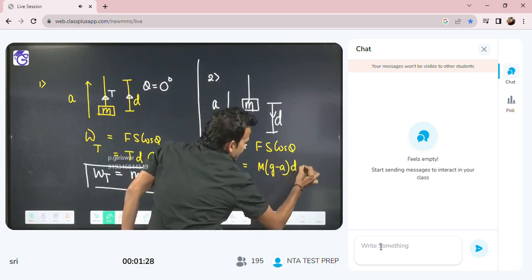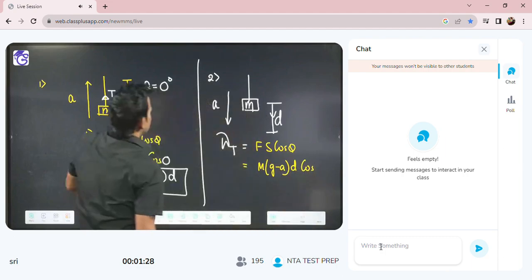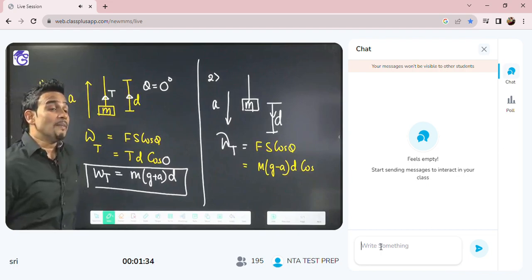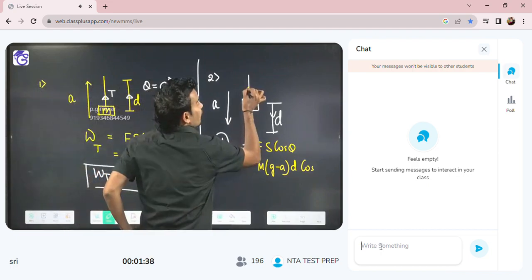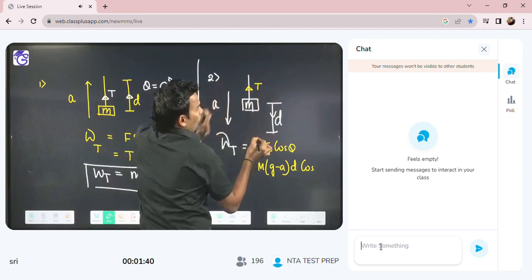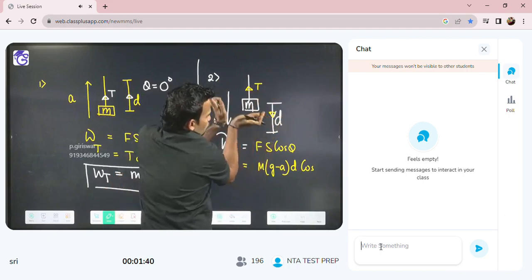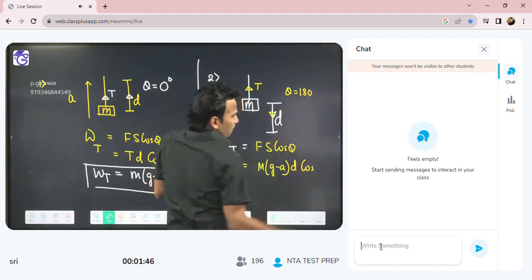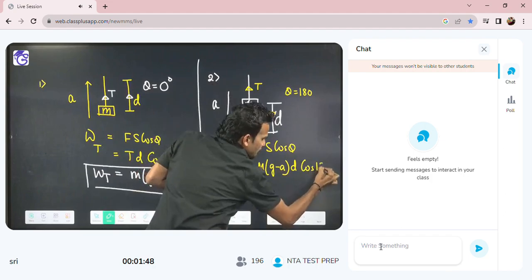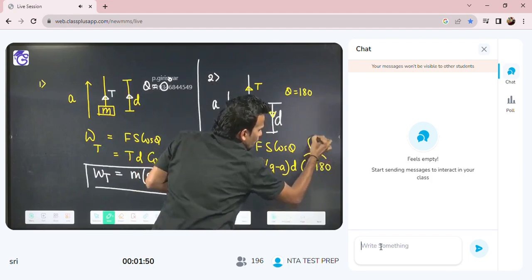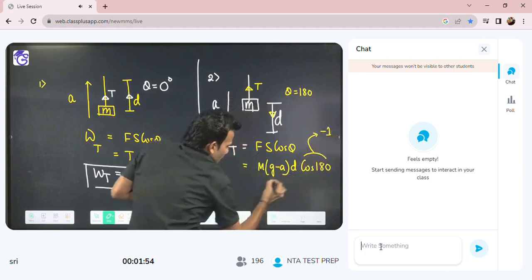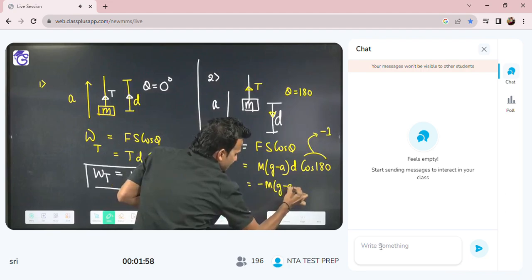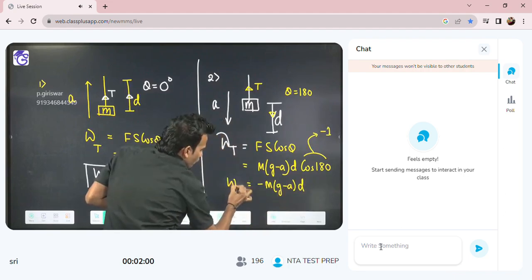Distance is D. Can you tell me what theta will be now? There theta was 0, what will theta be now? Theta will be 180 now, because tension in the string will again act upward, away from the block. Displacement is down, so both have an angle of 180 degrees. Here you will put cos 180, which gives minus 1. So the final work done will be minus of M into G minus A into D. This is the work of tension.